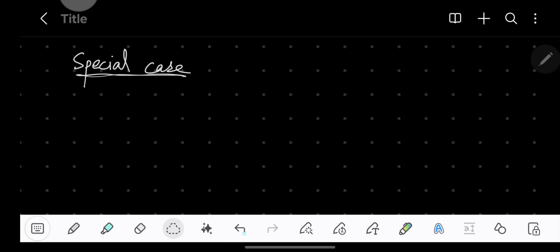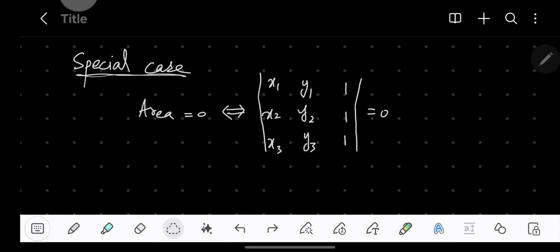Now we have a special case. In this case, if the area is 0, then the determinant must be 0. So this determinant is equal to 0 means the points x1, y1, x2, y2 and x3, y3 are all collinear. So that means when the points are collinear, there will be no triangle. So when there is no triangle, the area will be 0, because the area of the line is always 0.